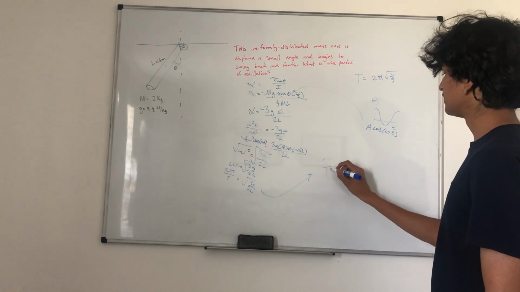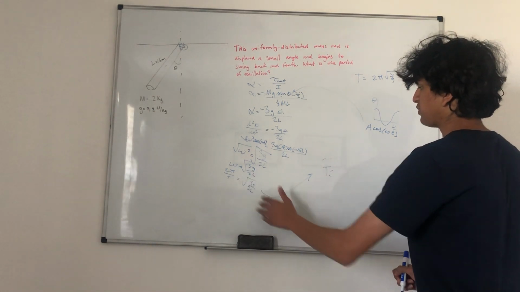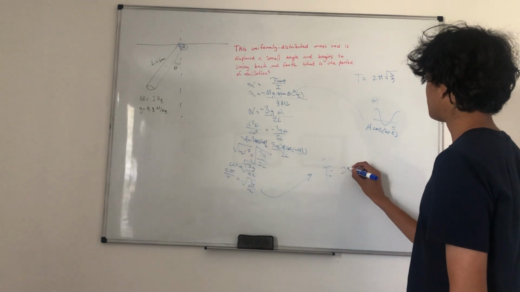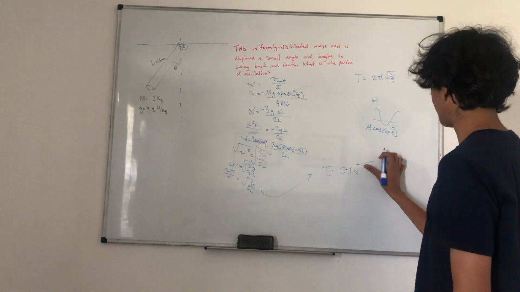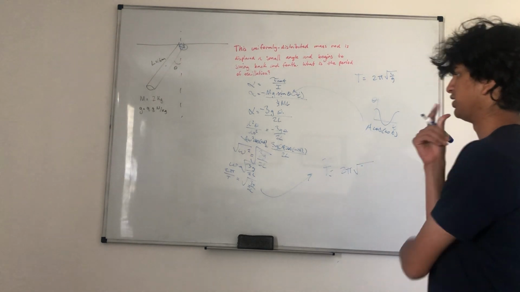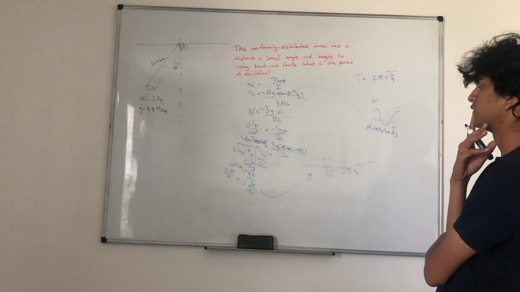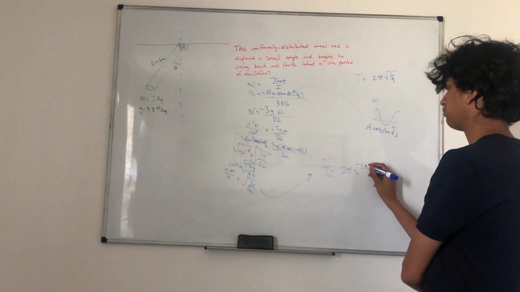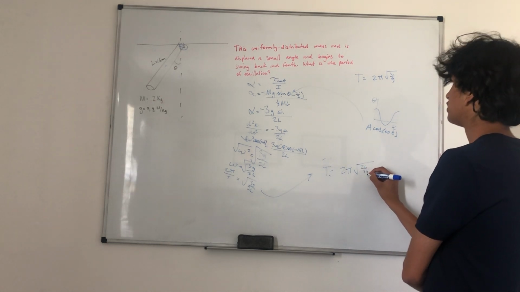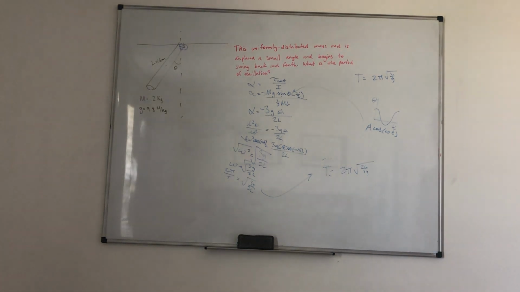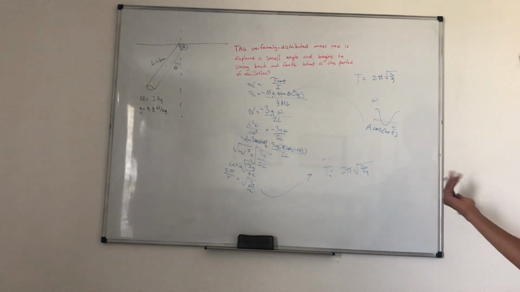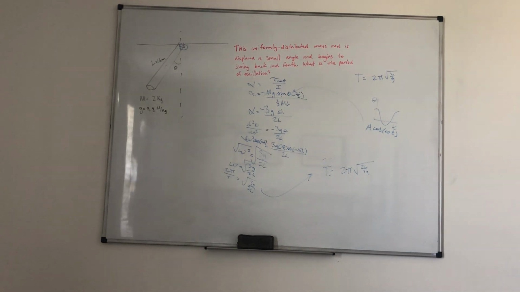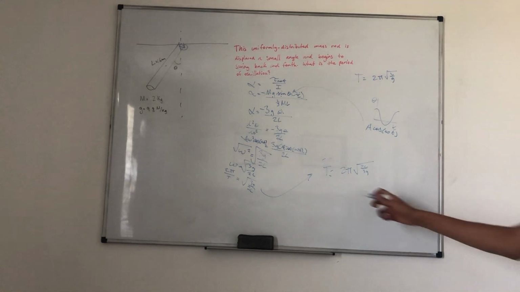If you multiply this here and divide by the reciprocal, you get T is equal to 2 pi square root of 2L over 3g. That seems right. Let me just make sure I didn't make any mistakes with my algebra. Yeah, I hope this is right. There you go. This is your answer.